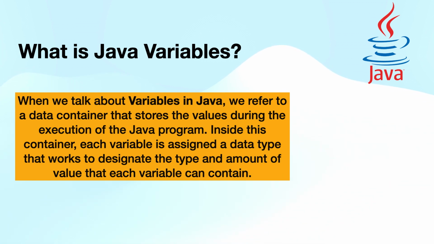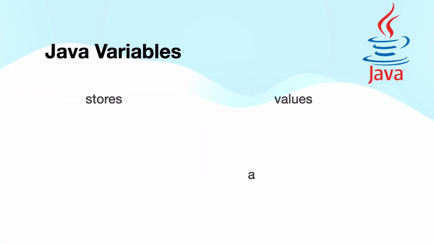All right. So what it means is variables are containers for storing data values. So there is a data type and we store the value in it. That's it, and that's called a Java variable. So let's see some examples.